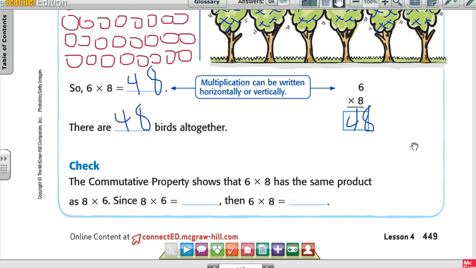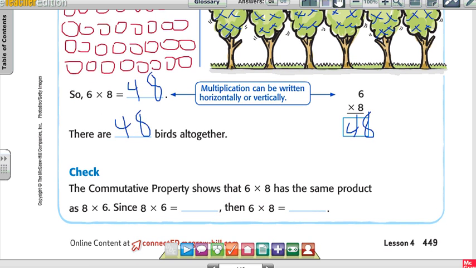Okay. Since 8 times 6 is 48, commutative property of multiplication, if 8 times 6 is 48, 6 times 8 is also going to be 48. It doesn't matter what order I have the factors, I'm going to get the same answer.